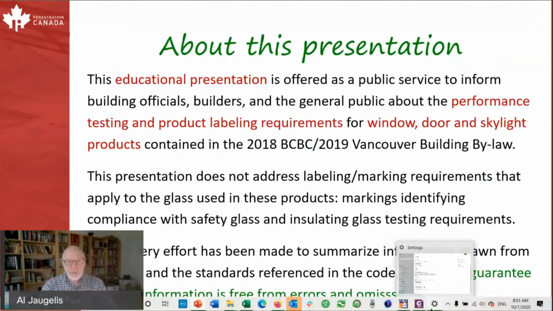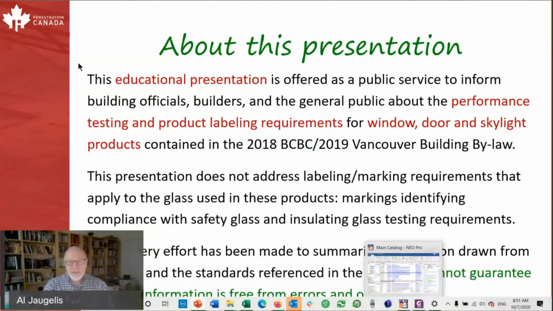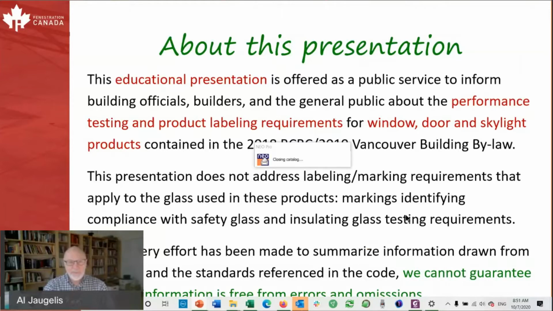We offer this educational presentation as a public service to inform building officials, builders, and the general public about the performance testing and labeling requirements for window, door, and skylight products contained in the 2018 BC Building Code and 2019 Vancouver Building Bylaw. This presentation doesn't address labeling or marking requirements that apply to the glass used in these products. These are markings that identify compliance with safety glass or insulating glass testing requirements.